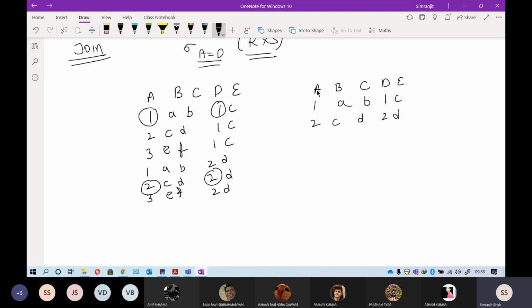So join is a combination of multiplication followed by a select operation. Okay. So this is referred to as join. First we have done the multiplication of two tables, that is R into S, and then we have applied a select operation with the condition.